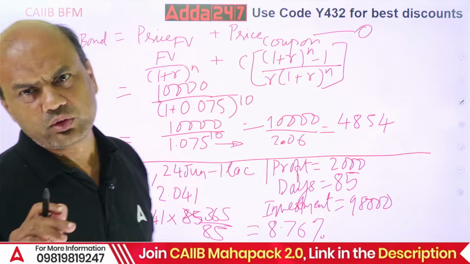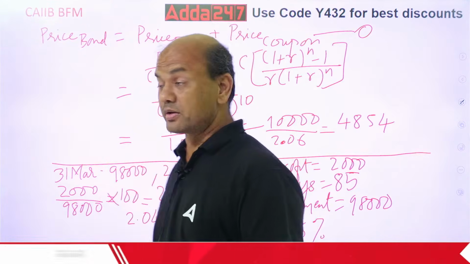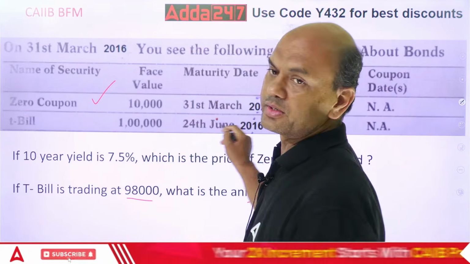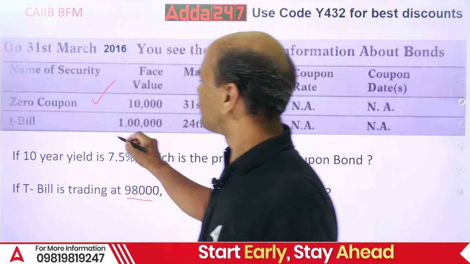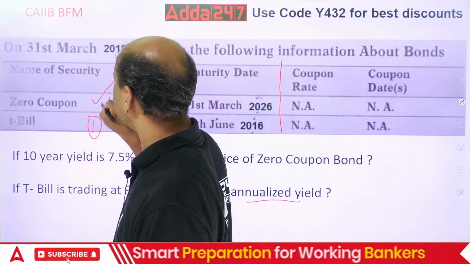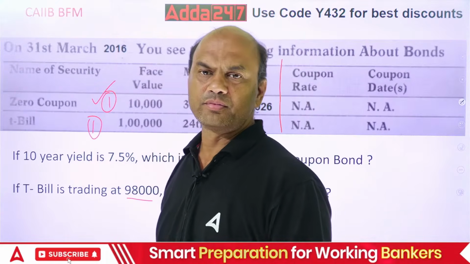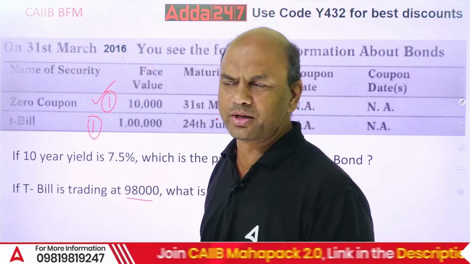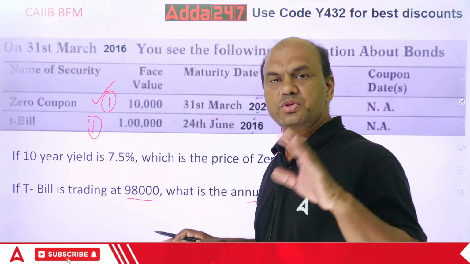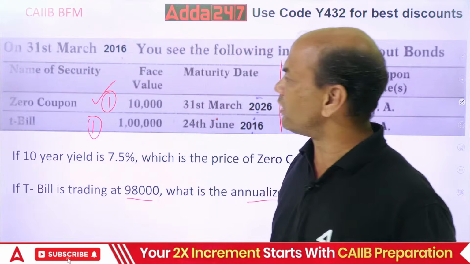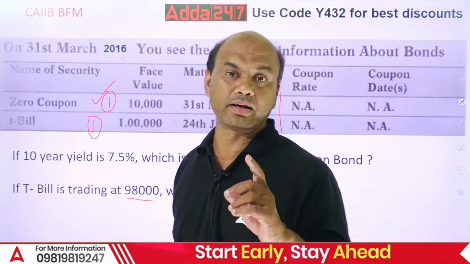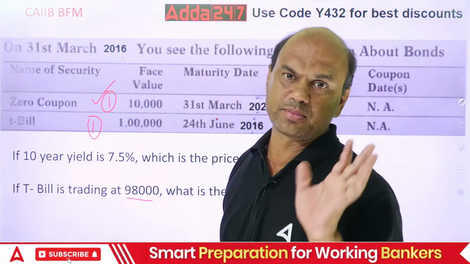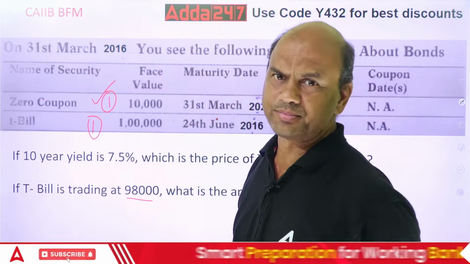Very tough, and you may get this as a 1 mark question also. Only a single line question, 1 mark for this, 1 mark for this. Or you may get it as a 5 marks case study also. Some combinations they'll do it and ask. But surely one question on treasury bill and zero coupon will be there in the exam. Compulsory, a numerical will be there.